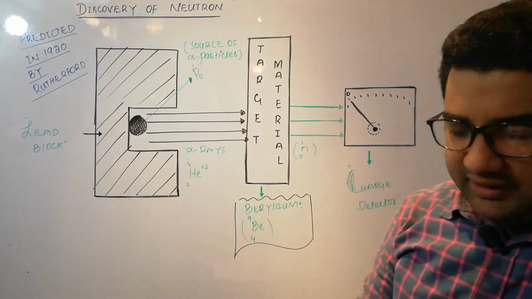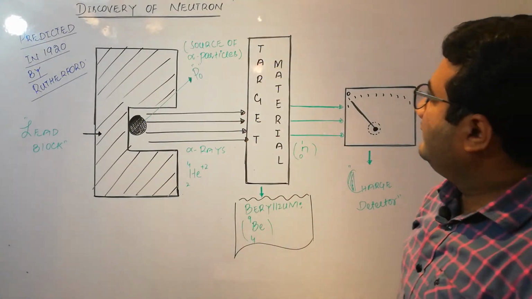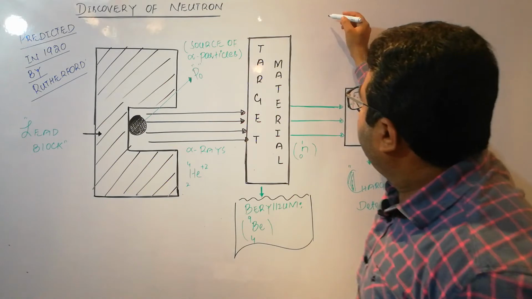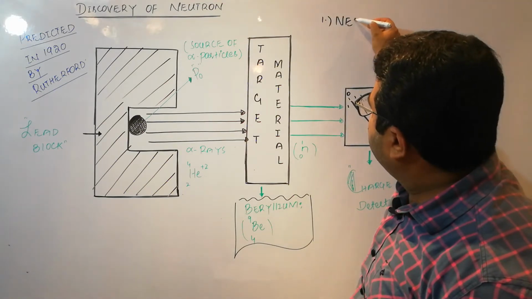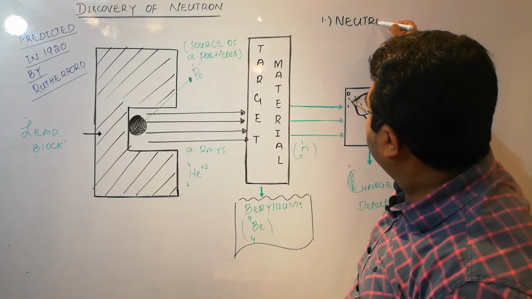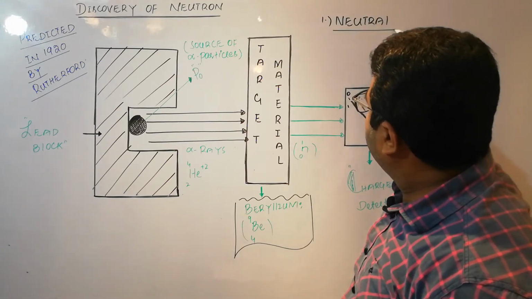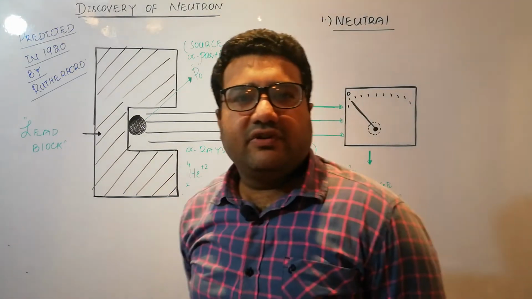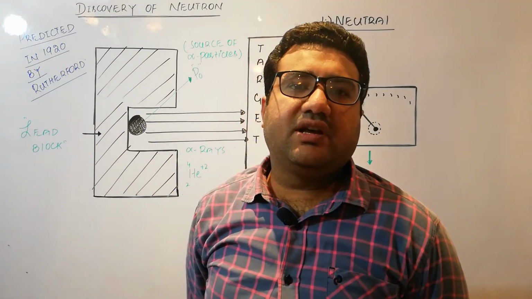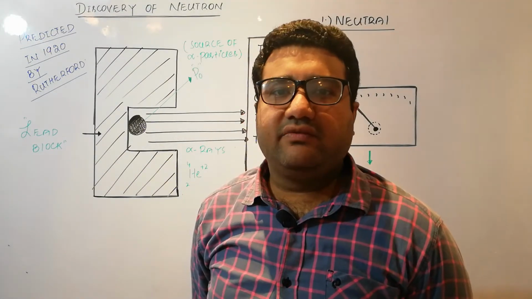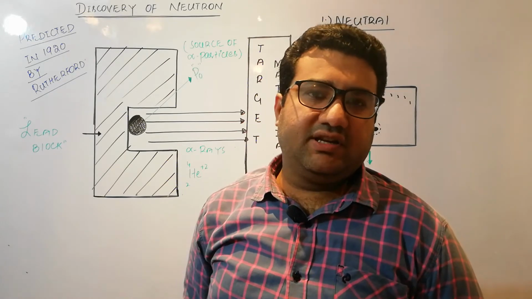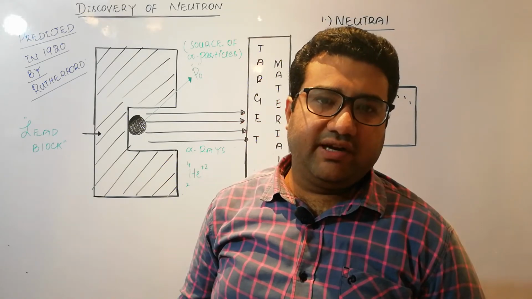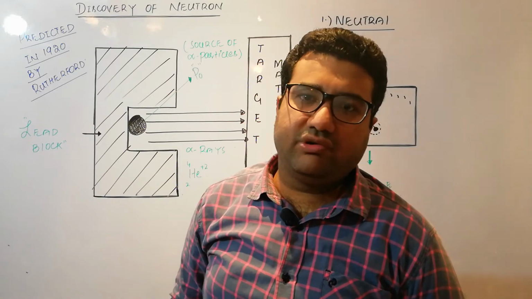The first property: the neutron is neutral. How was it confirmed? Because neutrons are not deflected in a magnetic field or in an electric field. So no deflection in a magnetic or electric field revealed that neutrons are neutral in nature.